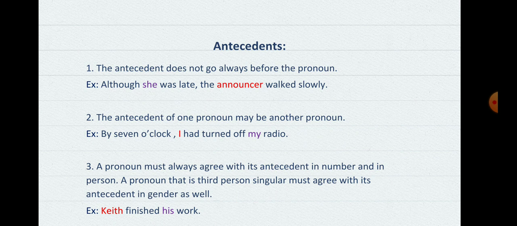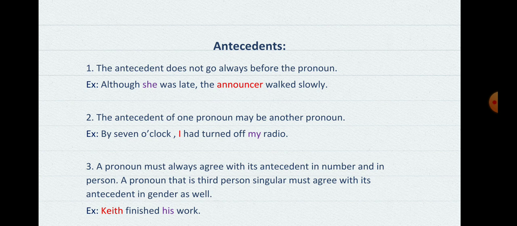The second rule would be the antecedent of one pronoun may be another pronoun. The antecedent doesn't necessarily have to be a noun. It can be another pronoun, okay? By 7 o'clock, I had turned off my radio. I is the pronoun. And what would be the antecedent for I? The antecedent is another pronoun. And that other pronoun is my. Again, the antecedent doesn't necessarily have to be a noun. It can be another pronoun.